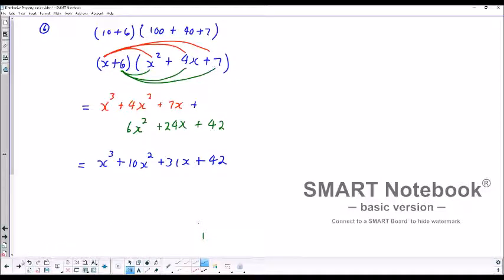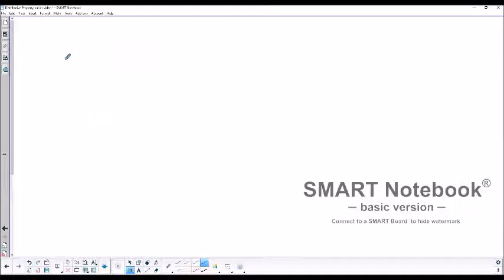All right, let's take a look at a few more examples. What if we're going to do here, so this is number 7. What if we do 3x plus 6 multiplied by x squared plus 4x plus 7? So you can draw the arcs in if you like. You don't have to. Sometimes it kind of helps you keep things straight.